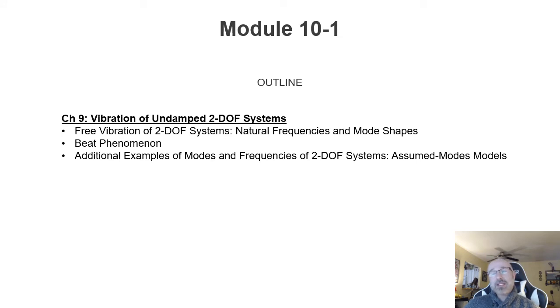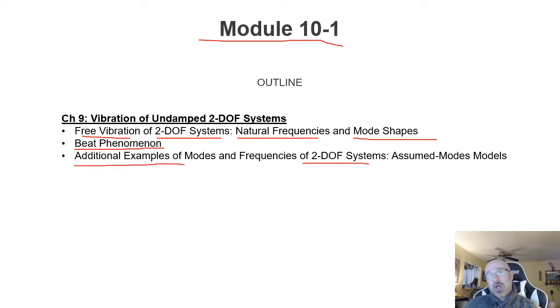So we're going to break down Module 10 into 2 different sections. In our first section here, we're going to cover Module 10.1. In this section, what we're going to look at is free vibration of 2 degree of freedom systems, natural frequencies, and mode shapes. We're also going to take a look at our beat phenomenon. And last, we're going to take a look at some examples of modes and frequencies of a 2 degree of freedom system using the assumed modes models.